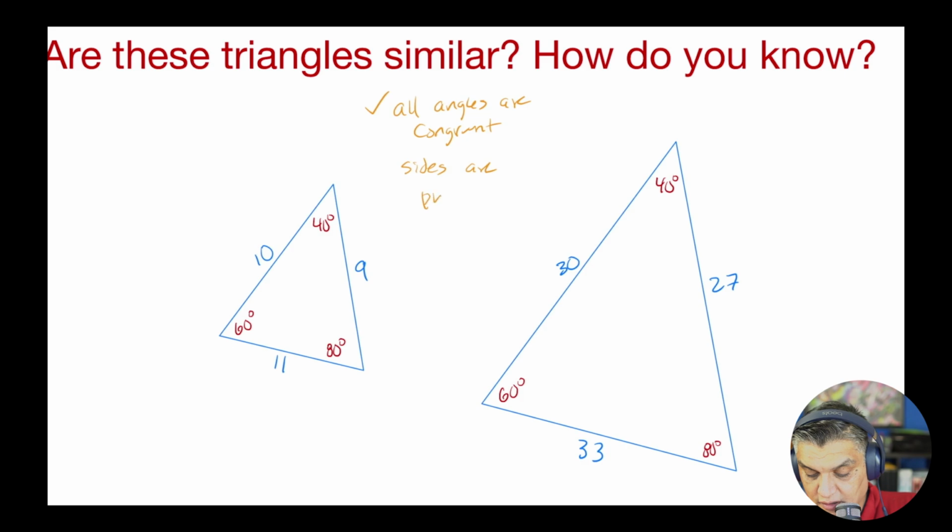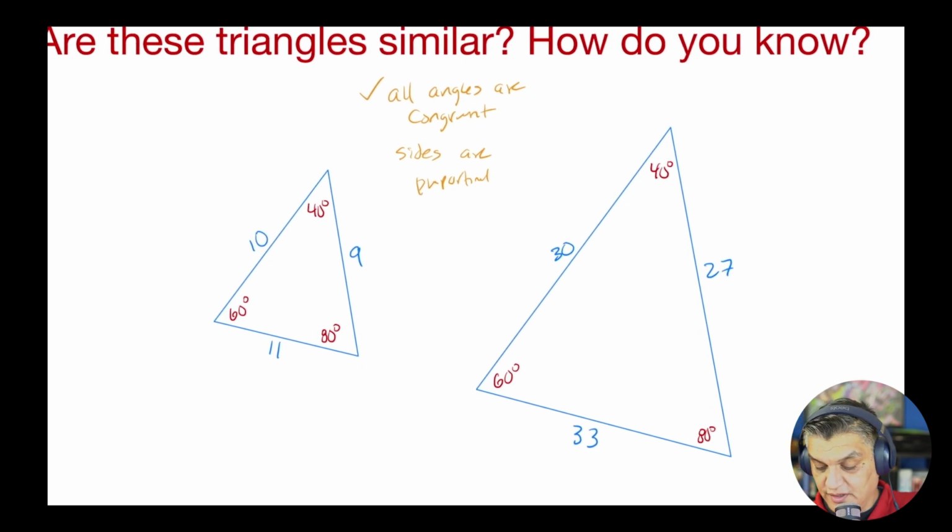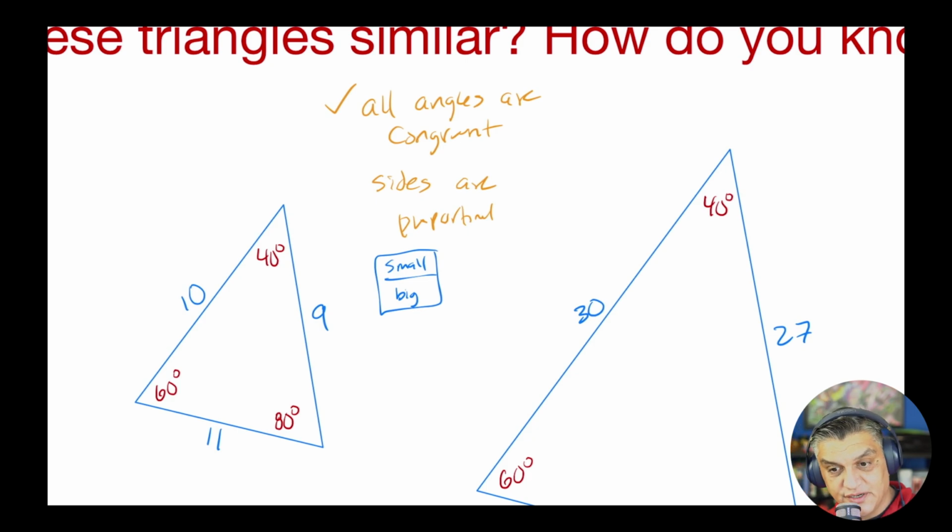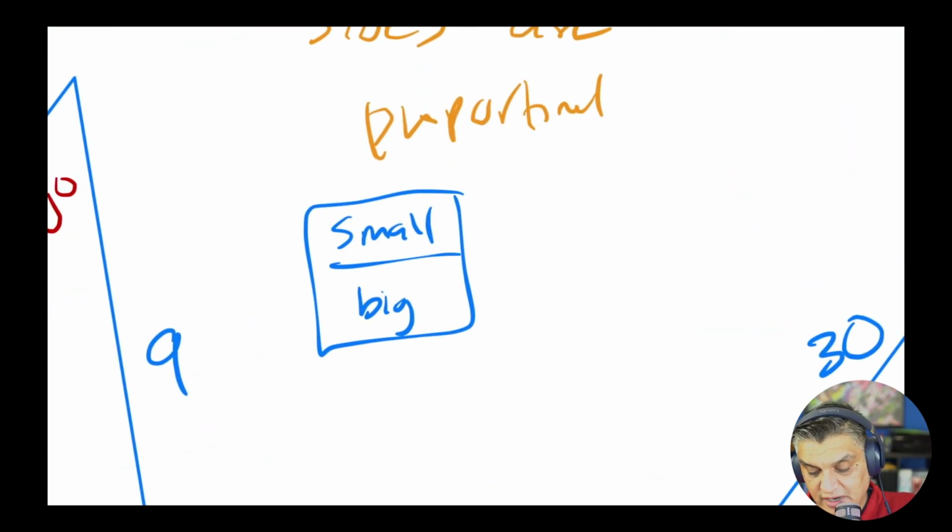Sides are proportional. So I'm going to make a ratio of small triangle to big triangle. You have to decide what your ratio is going to be before you make it, because I talked about this yesterday. Are we going from small triangle to big triangle, increasing it, zooming in? Or from big triangle to small triangle, zooming out? I'm putting small on the top, big on the bottom.